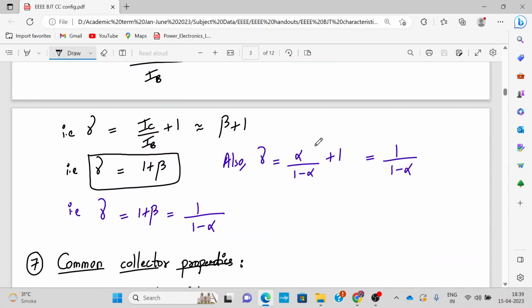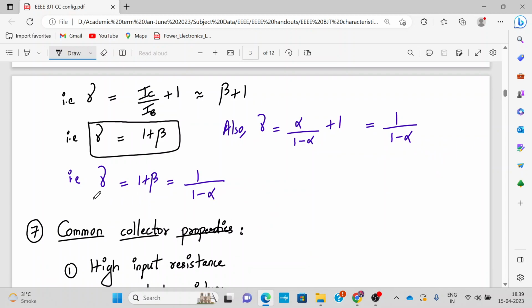Also gamma can be written as alpha upon 1 minus alpha plus 1, which is again beta plus 1, which comes out to be 1 upon 1 minus alpha. So gamma is related to beta as 1 plus beta, and gamma is equal to 1 upon 1 minus alpha. Okay, so this is a relation between the three current gains in the three configurations.